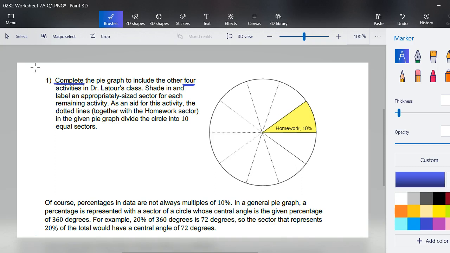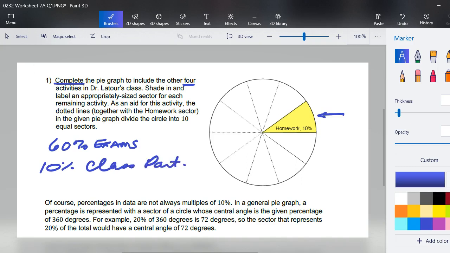And when I'm looking at the chart, it mentions that exams are 60%. Homework is 10%. That's the one that's represented. Class participation is 10%. And then there is a semester project, and the semester project is worth 20%. So we have been asked to complete the graph and include the other 4 activities.